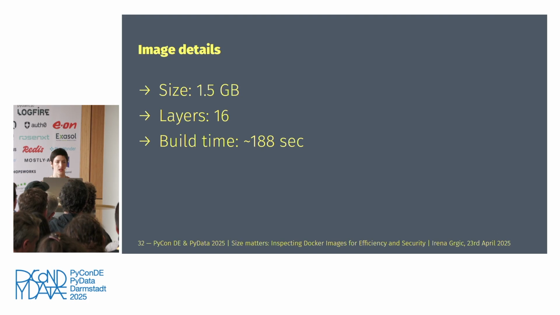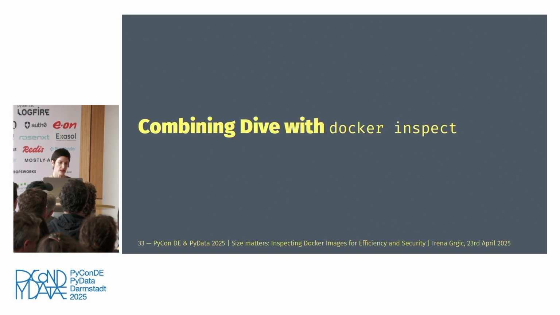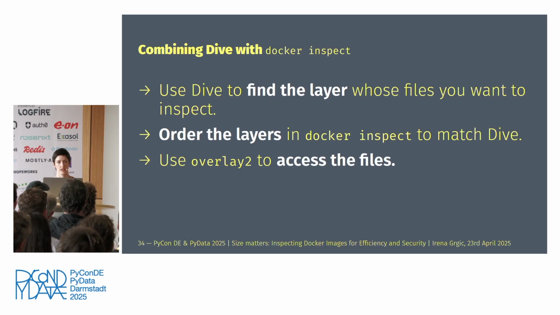Now, image details: the size is 1.5 GB, it has 16 layers, and the build time was 188 seconds, because this is our baseline image. Now let's maybe combine dive with what we have seen in docker inspect with the image layer paths, to figure out how to use both of them together. The idea is to use dive to figure out which layer I'm interested in, right? For example, I want to see which layer has added a file that I want to look deeper into.